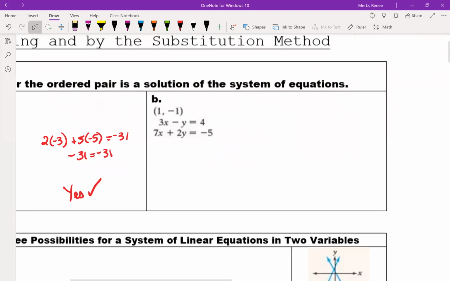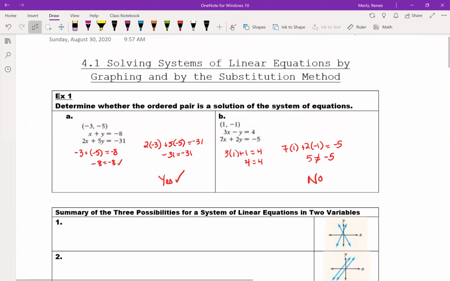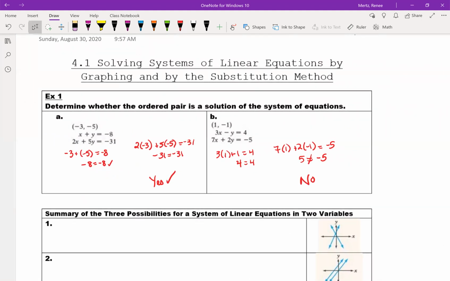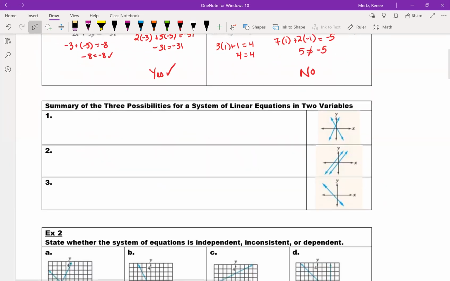So for A, it does work. For B, 3 times 1 minus a -1 becomes +1, which is 4. So 4 equals 4. For the second equation, 7 times 1 plus 2 times -1, we get 5, which equals -5. So that is not true. So this one is no. That just means if we were to graph both lines, they would intersect each other at -3, -5. Or if we solved it algebraically, we would get x equals -3, y equals -5.